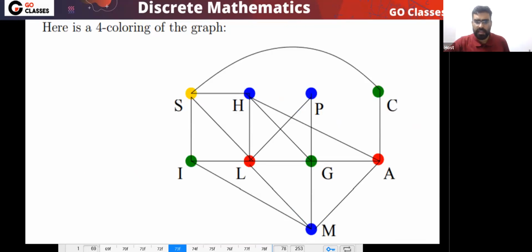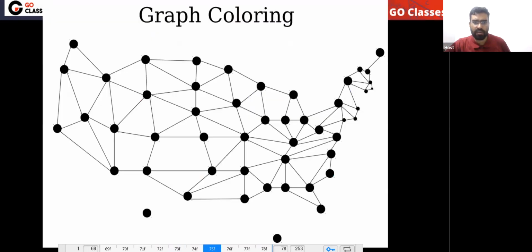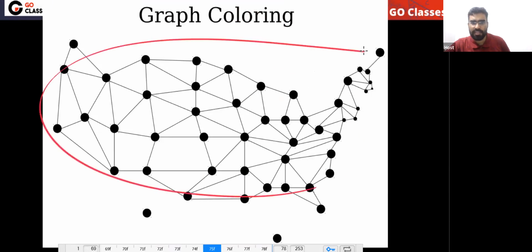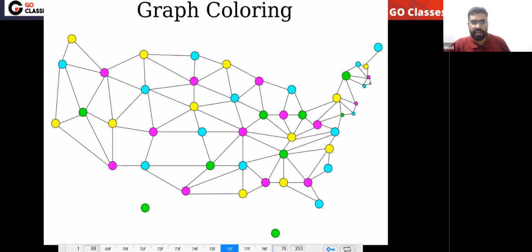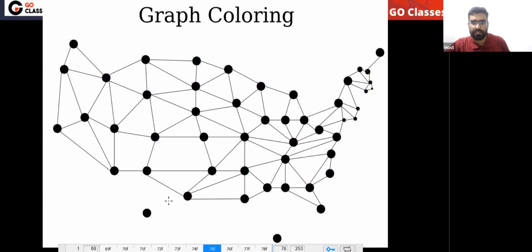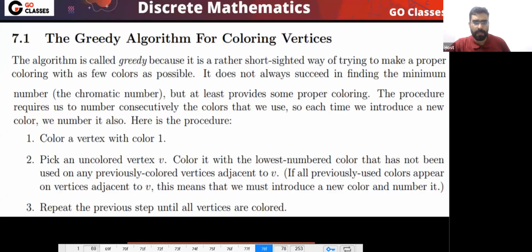Okay. So anyway, this is the idea of coloring. Remember, if you have this graph, then coloring means that adjacent vertices should get different colors. If you have isolated vertices, we don't care. They can get the same color or a different color, but adjacent vertices should get different colors. So this is the idea.